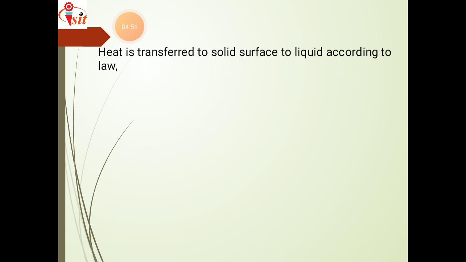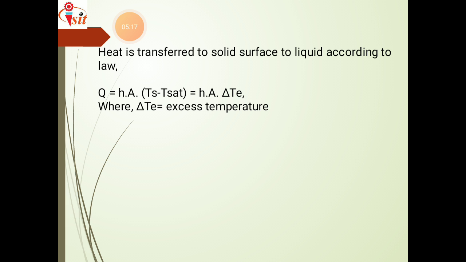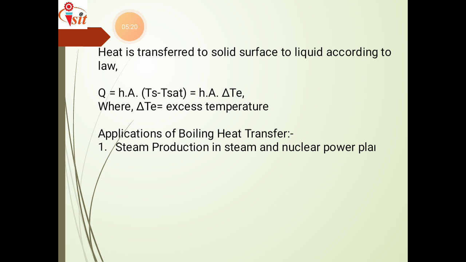And heat transferred from solid surface to liquid according to the law Q is equal to hA(Ts minus Tsat), where h is the convective heat transfer coefficient, A is the surface area of that pot at bottom, Ts is the surface temperature of surface, Tsat is the saturation temperature of liquid, and Ts minus Tsat is nothing but excess temperature. An application of boiling heat transfer, first application is very common, steam production in steam and nuclear power plant, that is thermal power plant, where heat energy is used to convert water into steam.